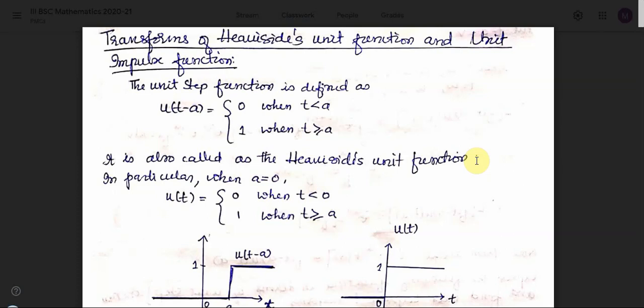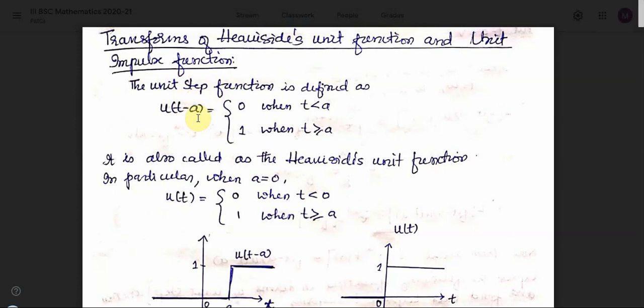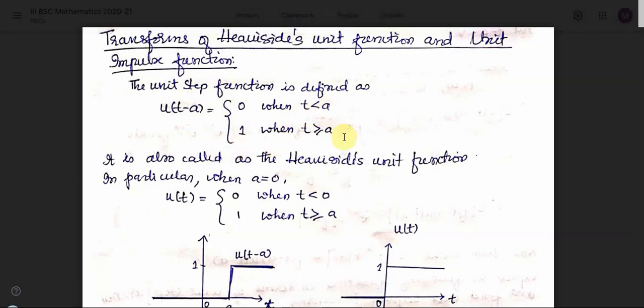This is Heaviside's unit function, and we are studying Laplace transforms of Heaviside's unit function. Let's get to the definition. The unit step function is defined with the notation u of t minus a, and it is defined to be 0 when the value of t is less than a, and 1 when t is greater than or equal to a.